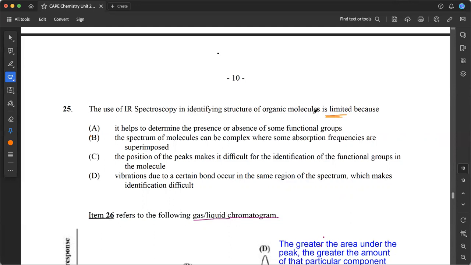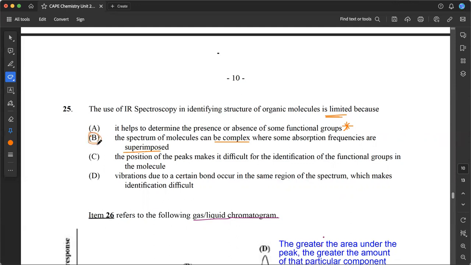Is it limited because it helps to determine the presence or absence of some functional group? No, that's actually why we use it, right? So this is not a limitation of it. Would it be limited if the spectrum of molecules is complex, where some absorption frequencies are superimposed, meaning they're on top of each other, and we can't accurately distinguish between them? That's correct. So this is correct here.